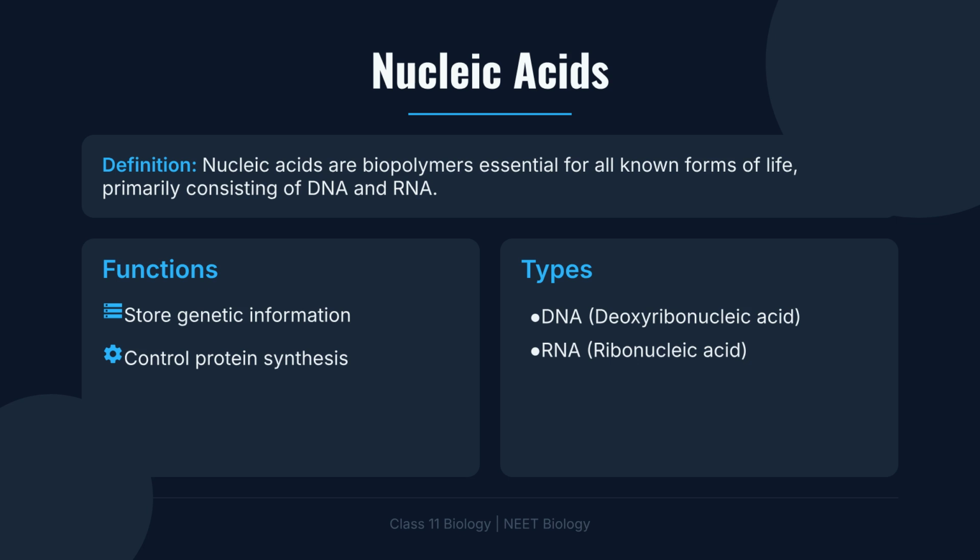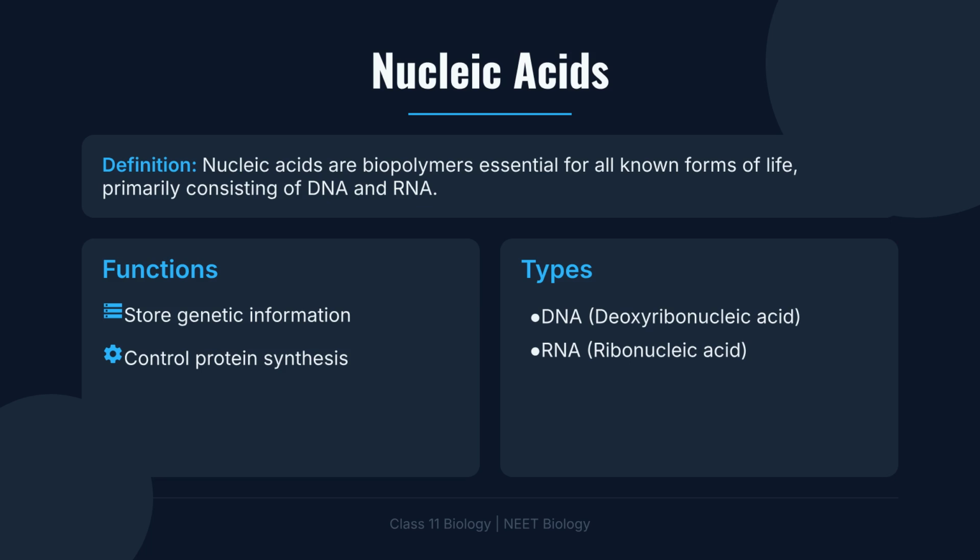Nucleic acids. Nucleic acids are like the instruction manual of a cell. Just as a recipe book contains instructions for preparing different dishes, nucleic acids contain instructions for building and maintaining living organisms. The two main nucleic acids are DNA and RNA.